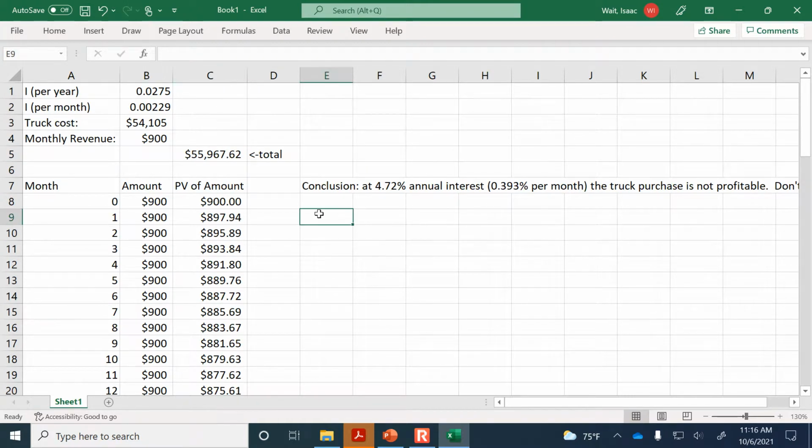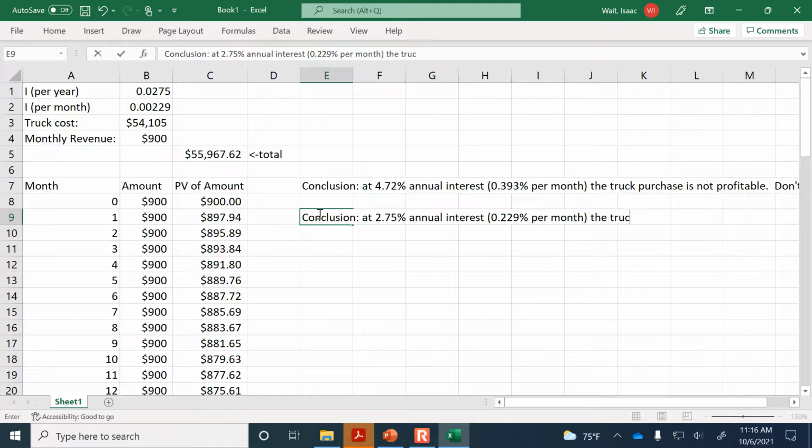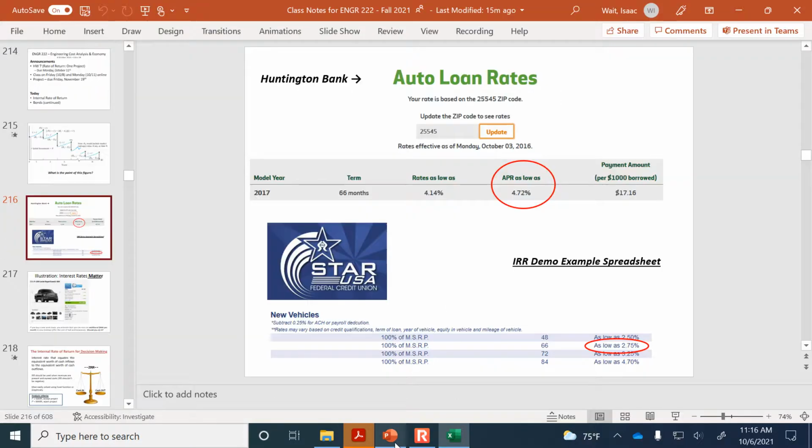So the take-home message, conclusion: at 2.75% annual interest, which works out to 0.229% per month, the truck purchase is justified. Because the profits are more than the cost. Okay, so does everybody follow me so far? Okay, good.